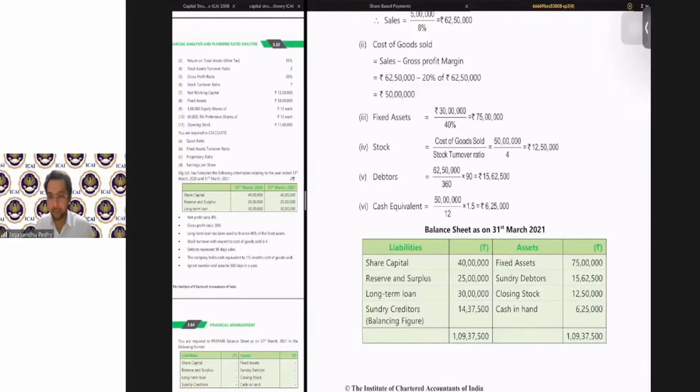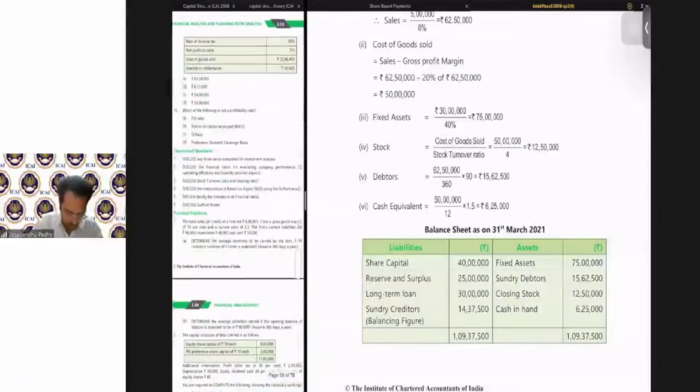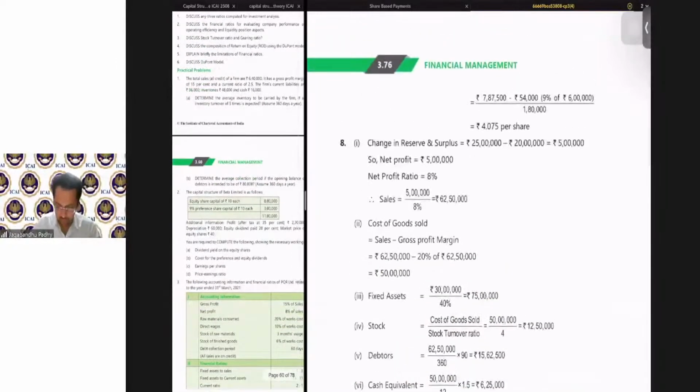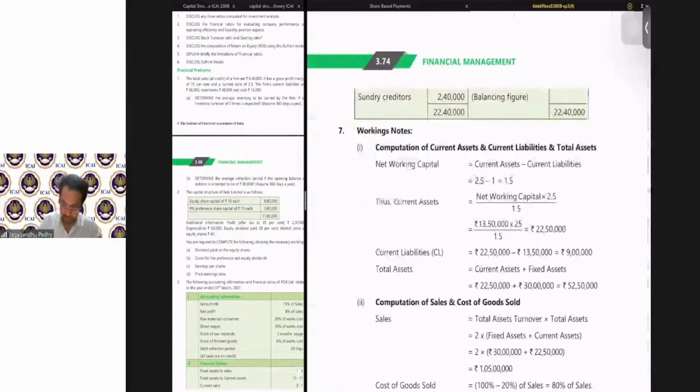Okay. Then what was the next question? Practical problem 2. Okay, what's there in practical problem 2? Dividend yield. Okay, let me just see.